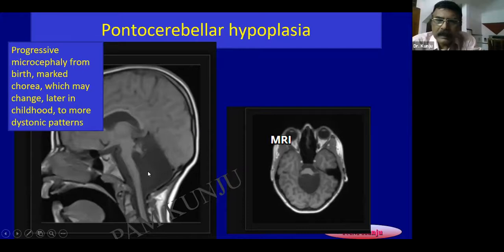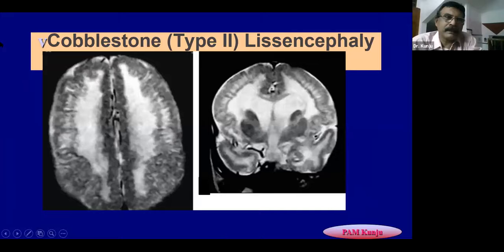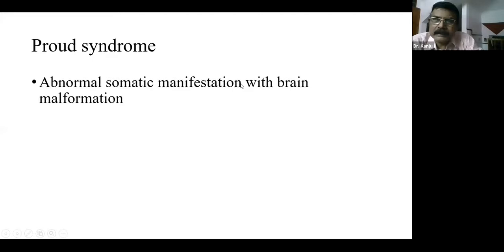Then the second type of lissencephaly is cobblestone lissencephaly. Many times these children may be having megalencephaly, but certain forms can present with microcephaly also. They are the cobblestone lissencephaly. You can see that this is associated with muscle-eye-brain syndrome. So the brain may be affected, and then abnormal somatic manifestations with syndromes where especially genitalia abnormalities and kidney abnormalities can also be there. So look for those associations.